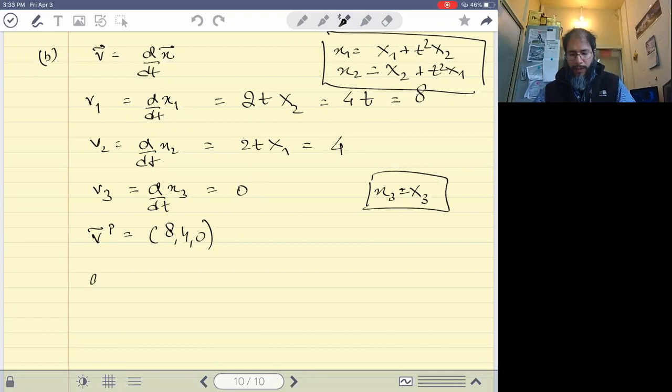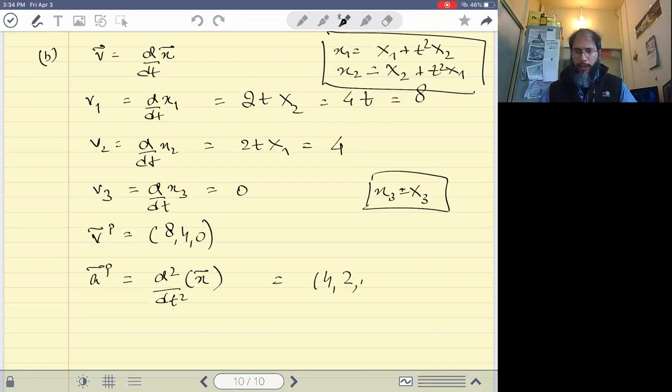You can similarly find the acceleration of point P as d2 by dt2 of x1. I leave it to you to find that, and you will see that this comes out to be 4, 2, 0. All right, we'll stop here today. If there are any questions, I'm happy to answer.